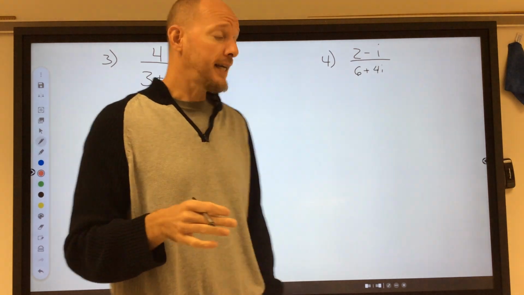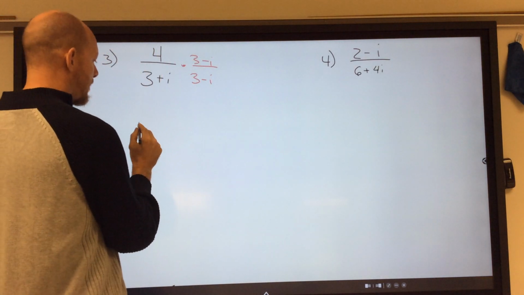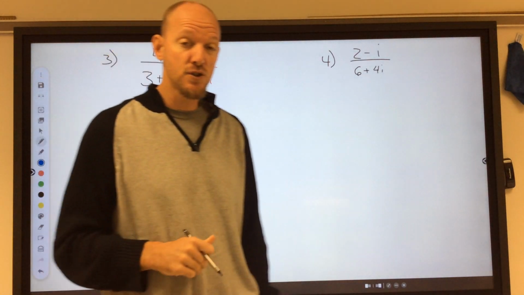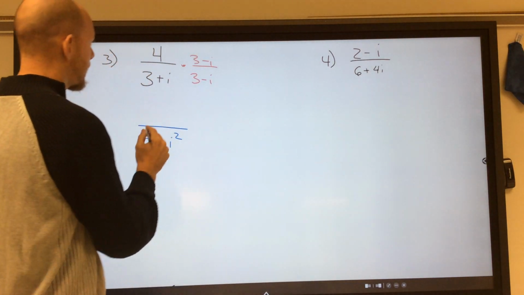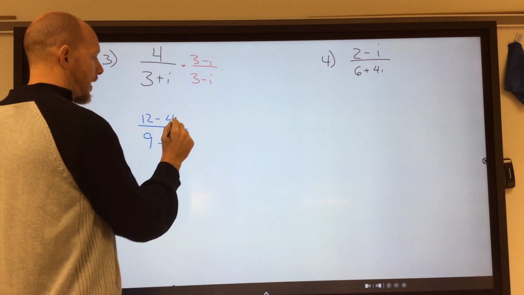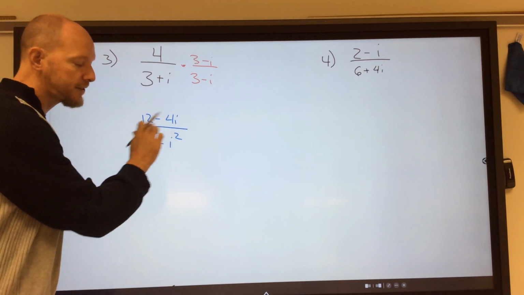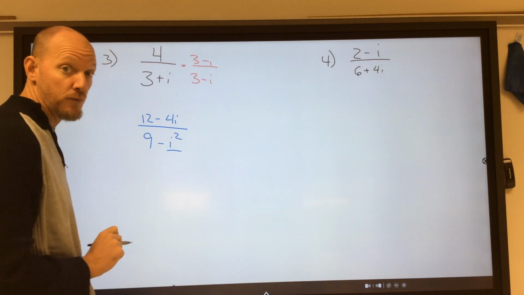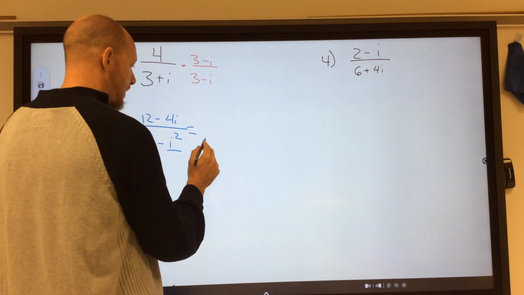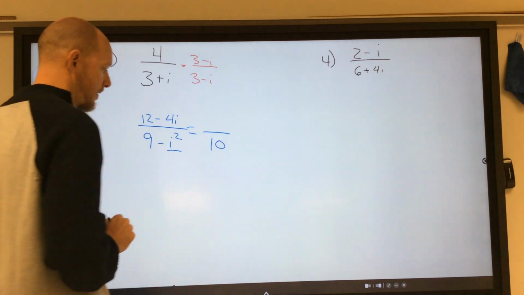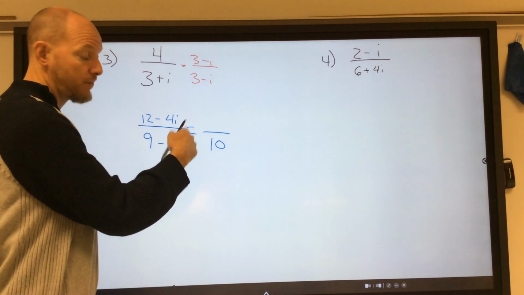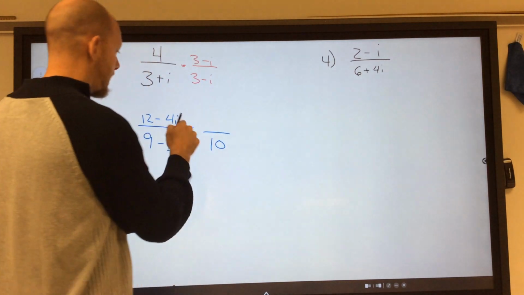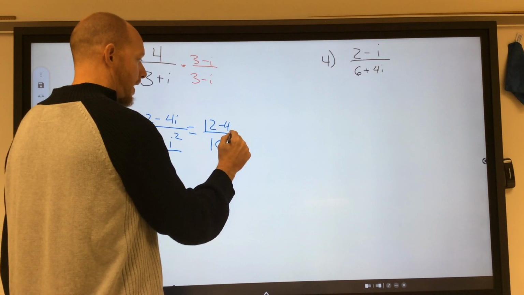Now, that 3 minus i is nice because what that's going to do for our denominator is make it 9 minus i squared, using that difference of squares concept. My numerator would now be 12 minus 4i. At first this doesn't look to be advantageous, but we have to remember again, i squared is equal to negative 1. So my denominator here actually becomes 10. 9 minus a negative would be adding one value, so that's where the 10 comes from. And then here we get 12 minus 4i.